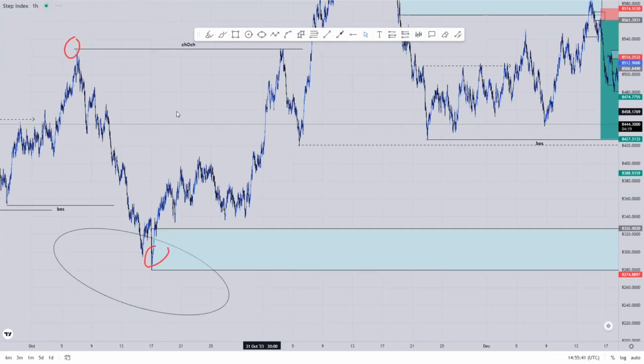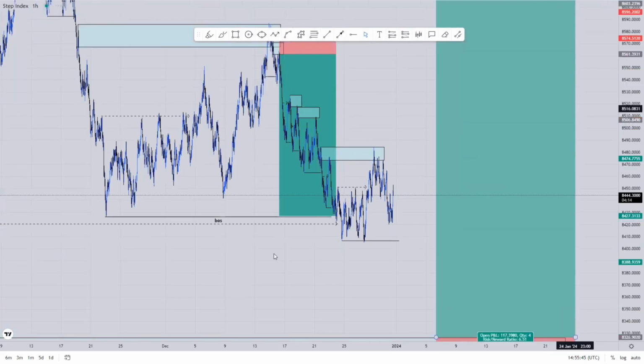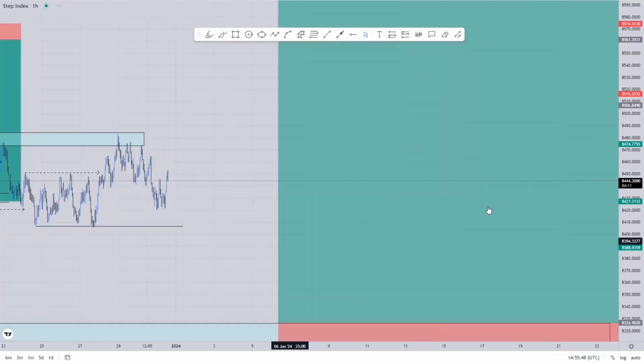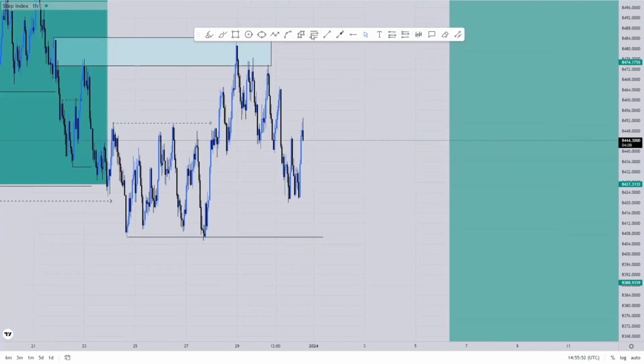So those are the gymnastics of structure that you need to understand. Enter 2024 understanding. So right now, one might ask for an entry. I can actually give you an entry for Step Index for this new year.